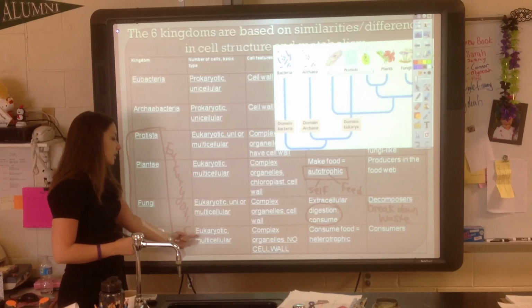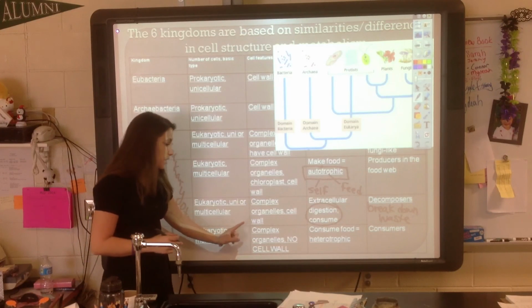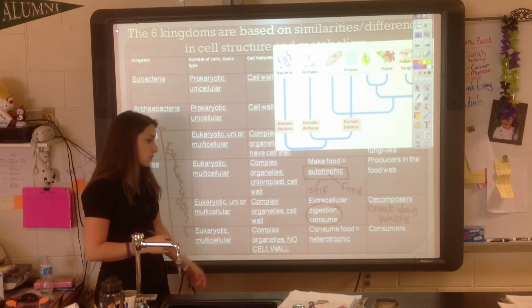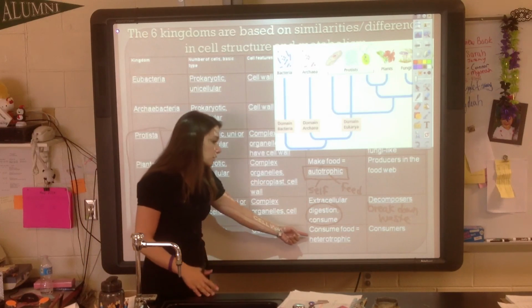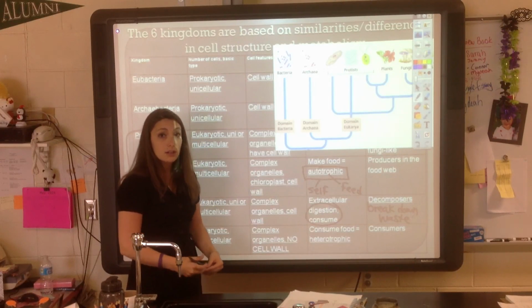And then finally, we have the animal kingdom, which should be pretty familiar to you. They are eukaryotic and multicellular. They do have complex organelles, but no cell wall. Animal cells never have a cell wall. They consume food, so they are heterotrophic, and their important role is that they are consumers.